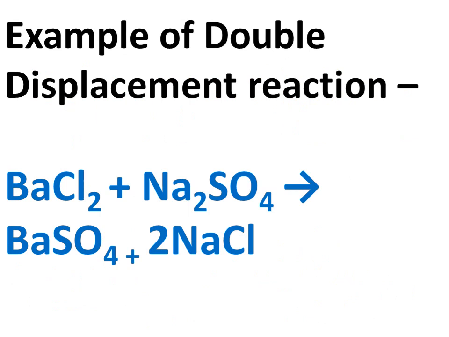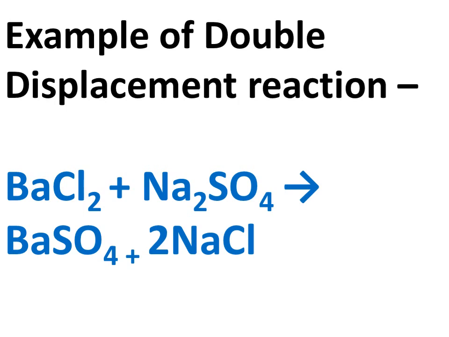So it is an example of a double displacement reaction. BaCl2, that is barium chloride, is going to be combined with Na2SO4, and will form barium sulfate, that is BaSO4, and 2 NaCl, that is sodium chloride. So this is a double displacement reaction. BaCl2 plus Na2SO4 will give BaSO4 plus 2 NaCl.